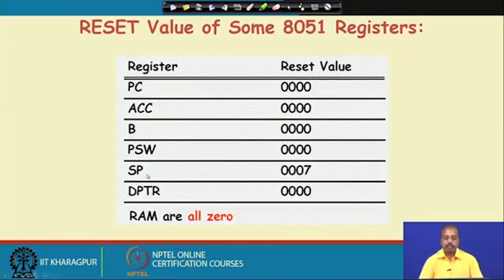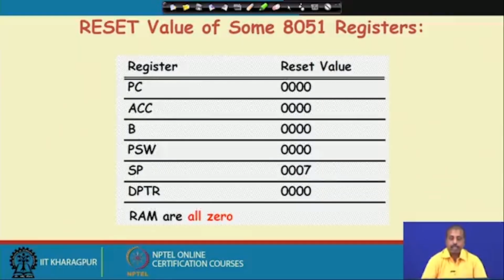The stack pointer is 07, and this DPTR register will become all 0, and the entire RAM content will become cleared. We will look into these special registers once we go into the register file of 8051. Their contents will be like this when the reset is done.